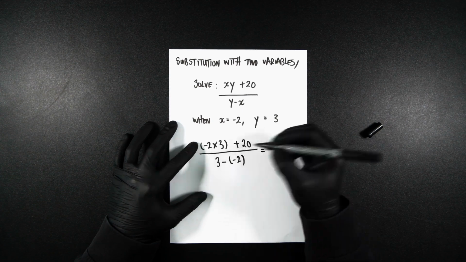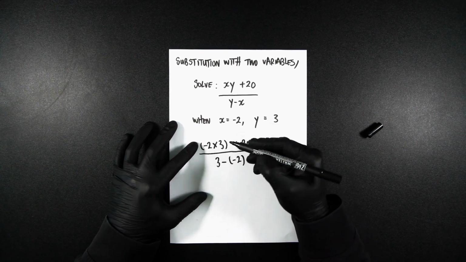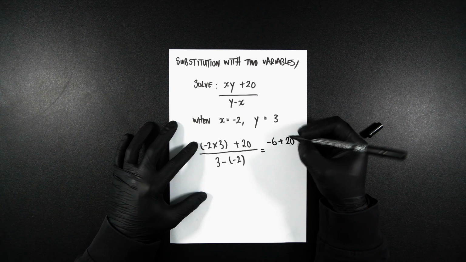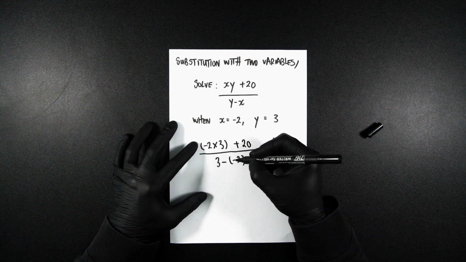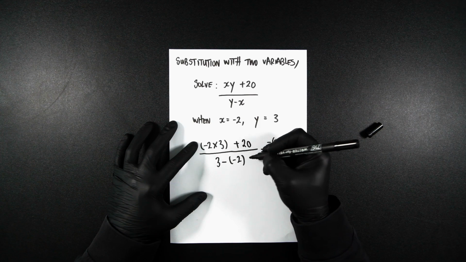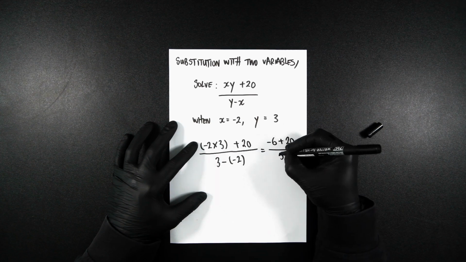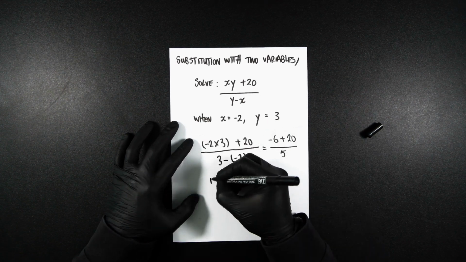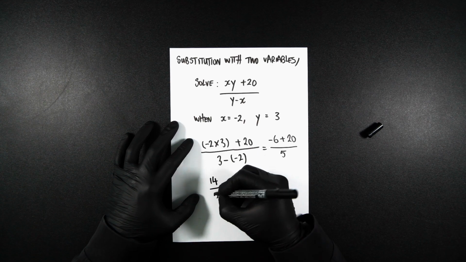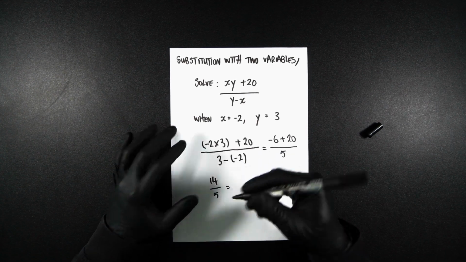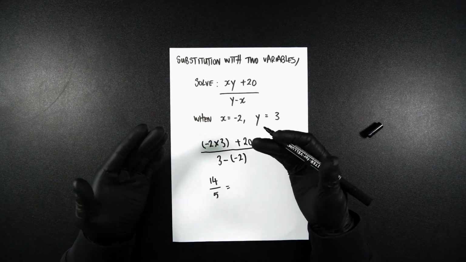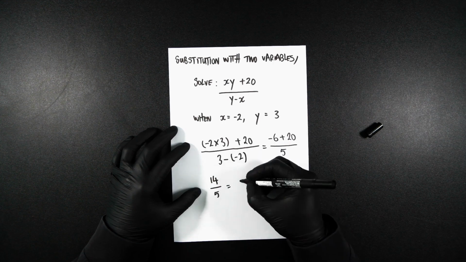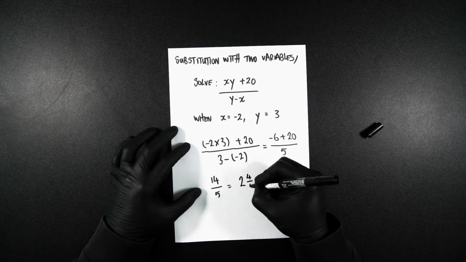We can then simplify the top, so you're going to have minus 2 times 3, which is going to be minus 6 plus 20. 3 minus minus 2 is the same as 3 plus 2, so therefore you would have 5 on the bottom. Let's simplify the top, so minus 6 plus 20 is 14, and then the denominator is 5. So again, you can either leave it as a top-heavy fraction, but if the question asks you to put it as a mixed number, you can simplify that into 2 and 4/5.